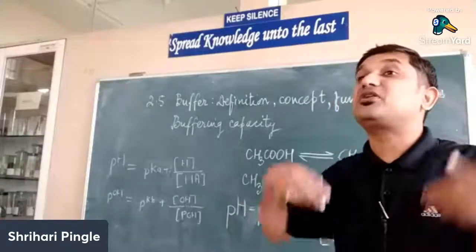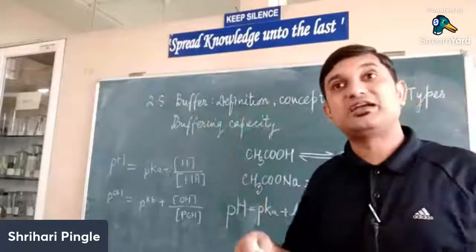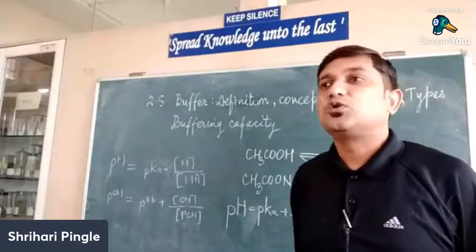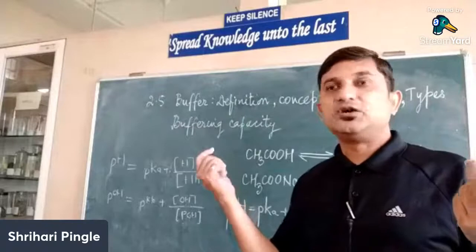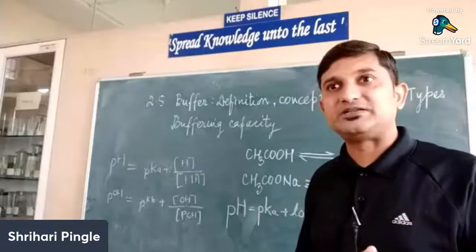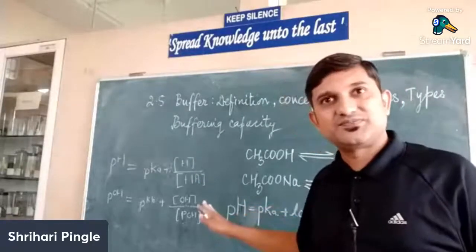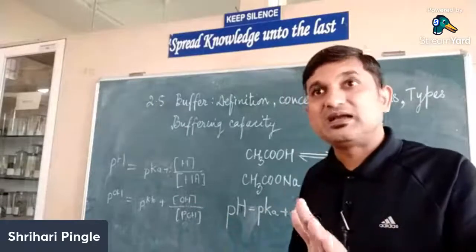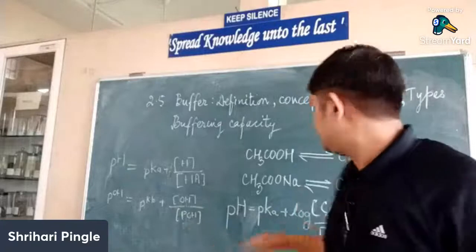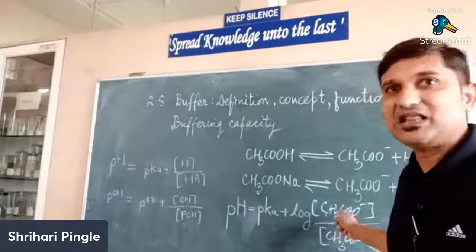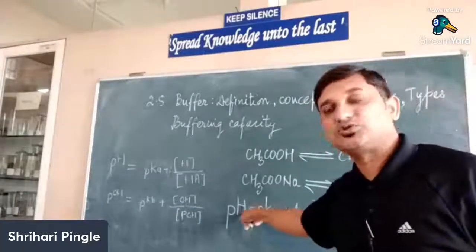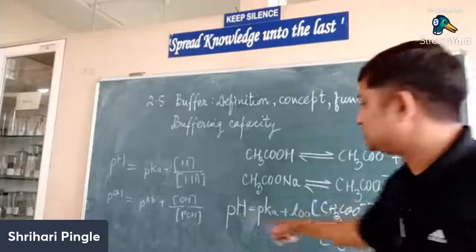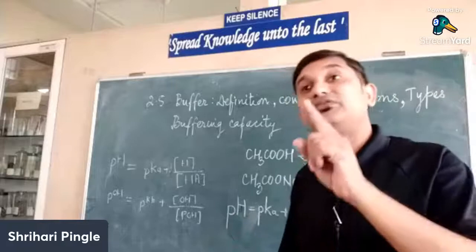You want buffers of different pH. So we have the capacity to make a buffer of pH 4.5, or 4.6, or 4.7, and so on. So the pH of a buffer can change. And how will you change it? You keep on changing this ratio, the other is constant. Right? So if you keep on changing this, you can get buffers of different pH.